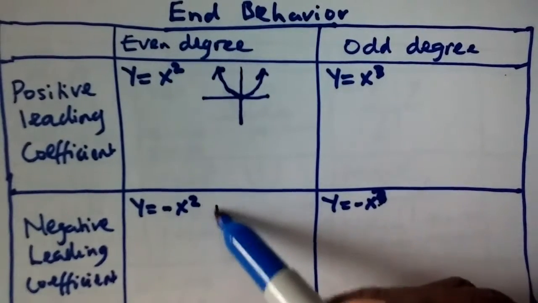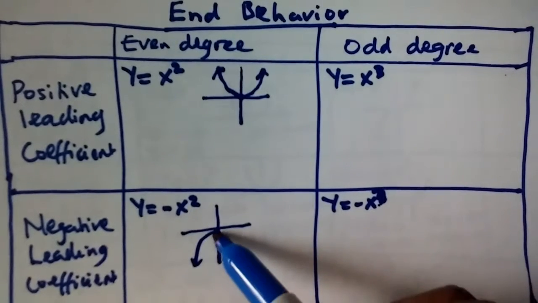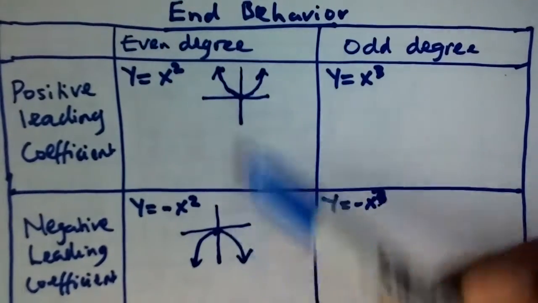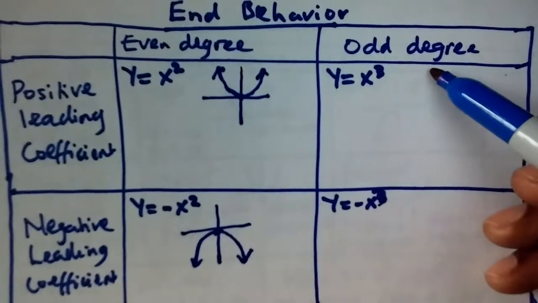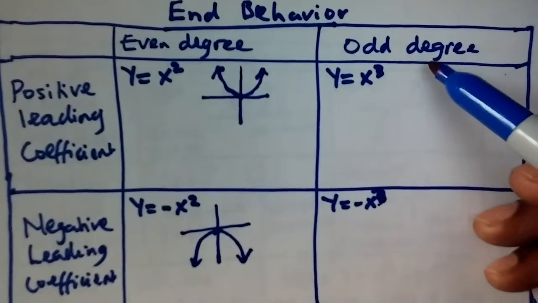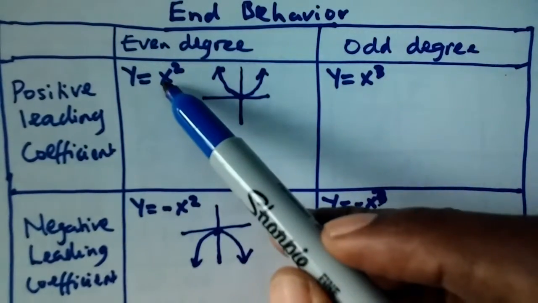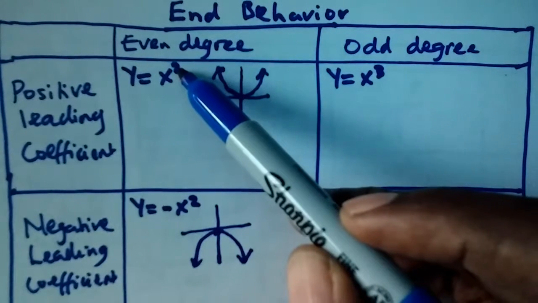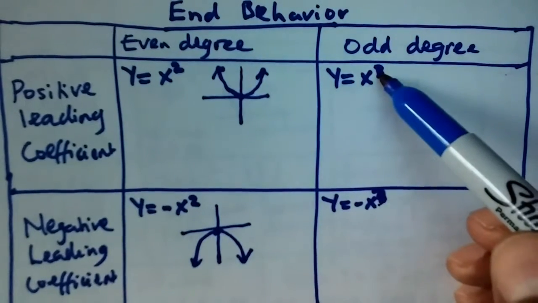So the graph will look like this. It will look like a reflection across the x-axis. All right, so these two graphs, you just need to know them. Here is the other one, y equals x cubed, the representative odd degree polynomial. This one is a representative even degree polynomial because the exponent is an even number. The highest exponent is 2, an even number. Here the highest exponent is 3, an odd number.